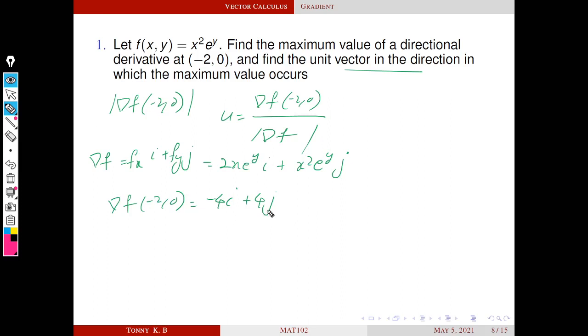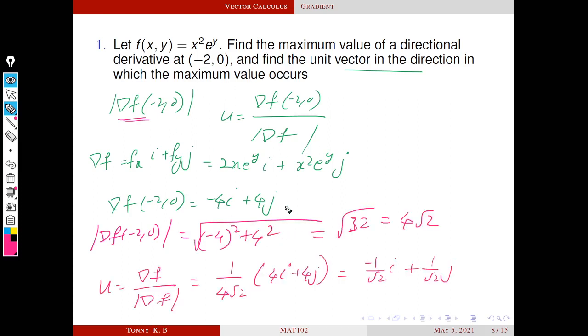So this is the direction, but it is clear that this is not a unit vector. If you take the modulus of this one, it is not equal to 1. Anyway, we have to find the maximum rate of change. What is the maximum rate of change? The modulus of del f at (-2, 0) gives the maximum rate of change. You take the positive square root of (-4) squared plus 4 squared. That is equal to the square root of 32, 16 plus 16, and the square root of 32 is 4 root 2. So this is the maximum rate of change.